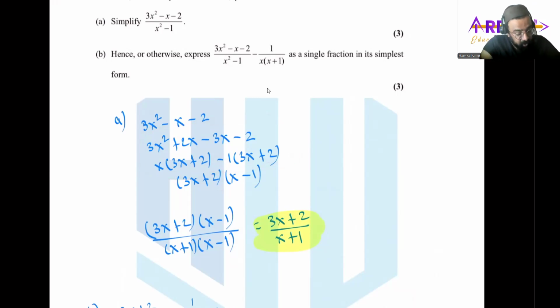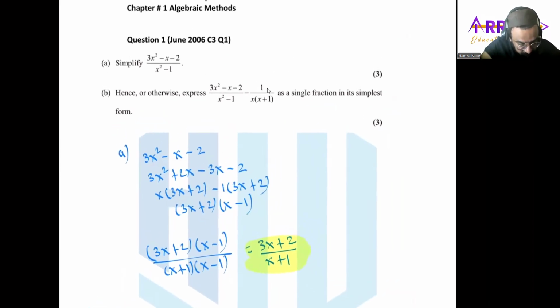So the thing is that I did the factorization. 3 times 2 is 6, and after subtraction, we need to get minus 1 in between. So in place of minus x, I'm going to write 2x minus 3x. So 3x squared plus 2x minus 3x minus 2. Taking x common multiplied by 3x plus 2, taking minus 1 common multiplied by 3x plus 2. So 3x plus 2 multiplied by x minus 1 is the fully factorized form of the numerator.